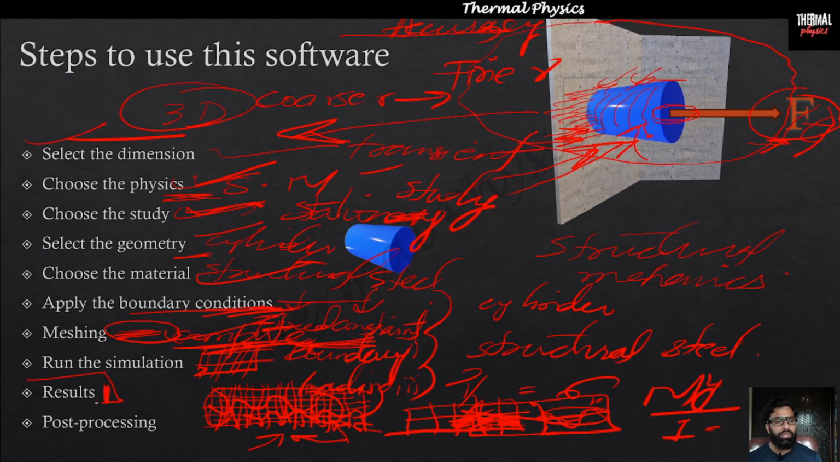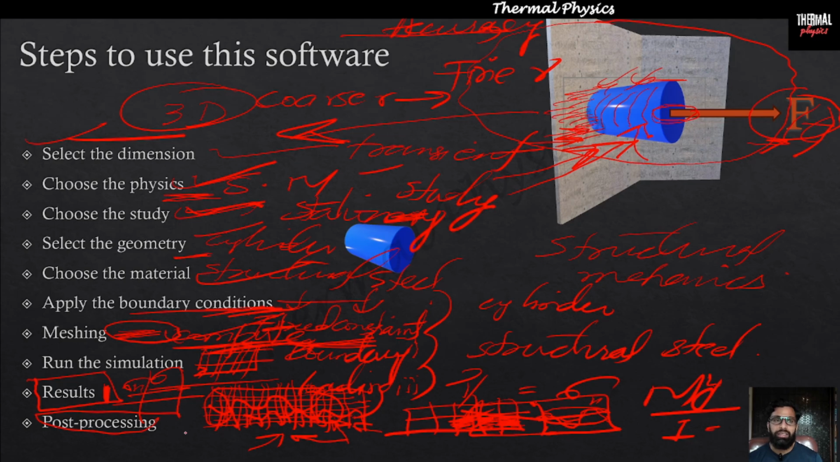Then using the results we will have sigma stress values. We will have the normal stresses. We will find the bending stress, the torsional stress, and the shear stress. All this data will be tabulated. Then we can post-process these results.